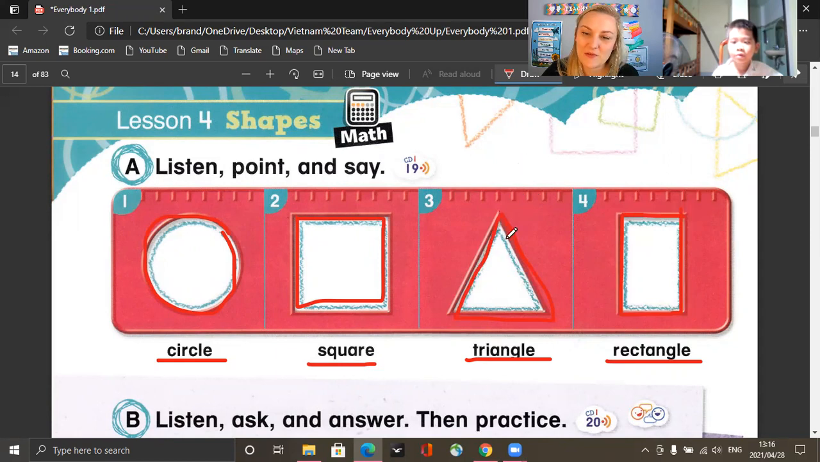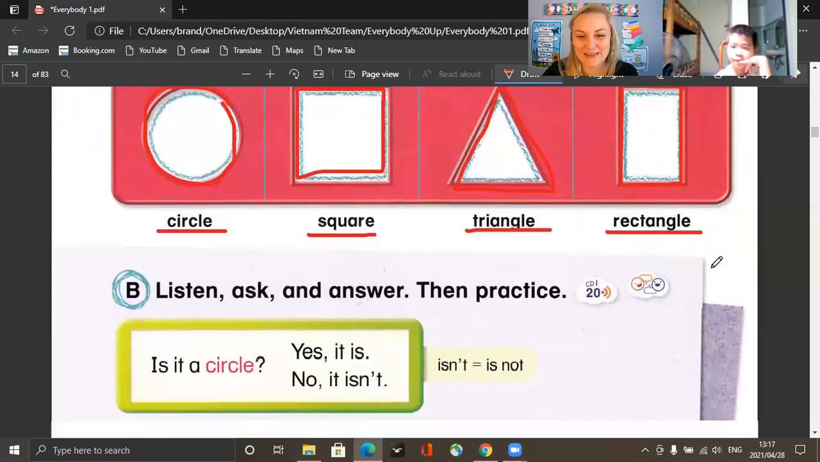Okay, so what's number three? Triangle. Very good. Number four? Rectangle. Yay! Okay, let's try all of them. Number one? Circle. Yes. Number two? Square. Good. Number three? Triangle. Yes. Number four? Rectangle. Very good. Well done.